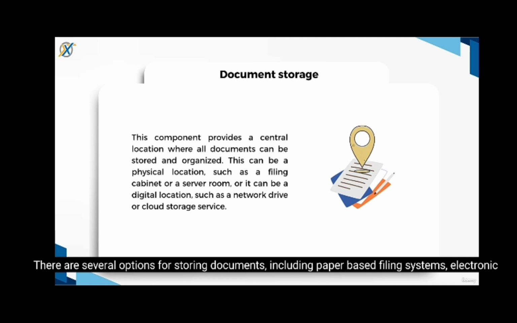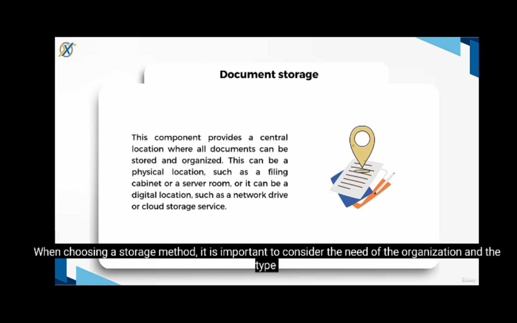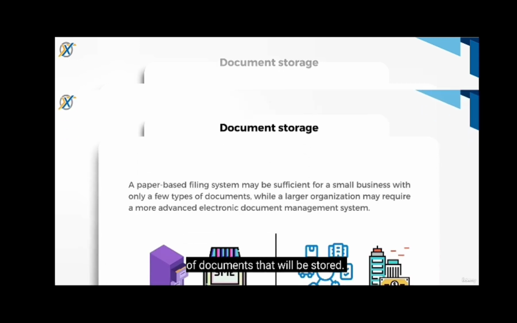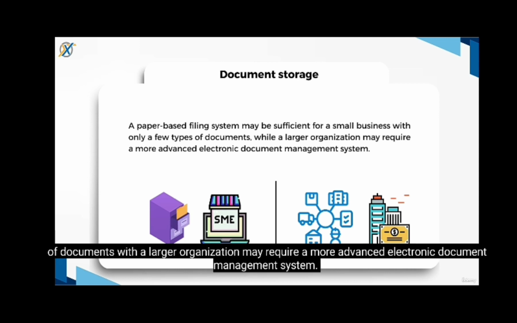There are several options for storing documents, including paper-based filing systems, electronic document management systems, network drive, and cloud-based storage. When choosing a storage method, it is important to consider the needs of the organization and the type of documents that will be stored. For example, a paper-based filing system may be sufficient for a small business with only a few types of documents, while a larger organization may require a more advanced electronic document management system.